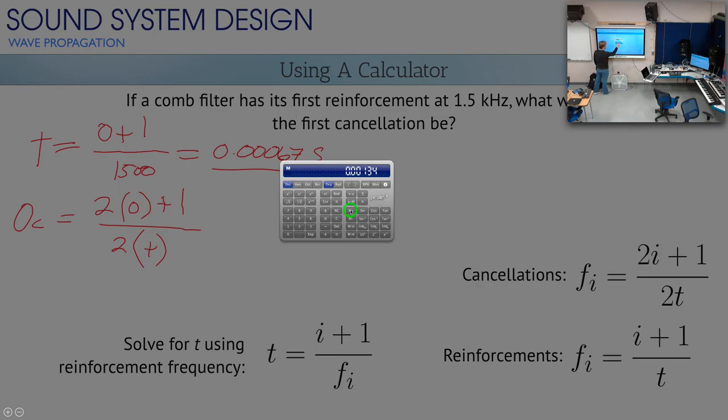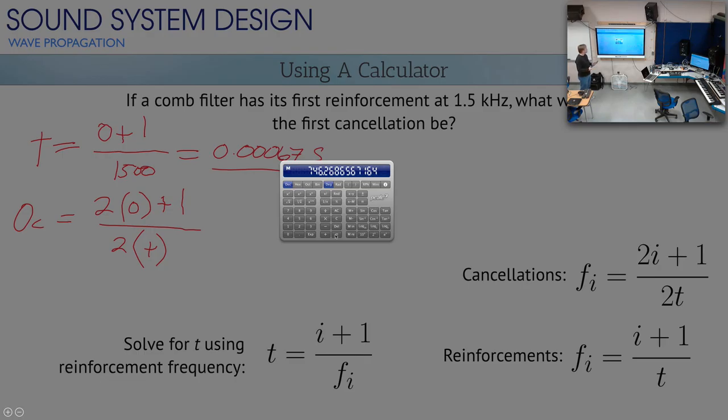So I've solved the bottom half of this. I'll just put that into my calculator's memory. I'll hit the little C button to clear that up. And now I can do 2 times 0 plus 1. So that would actually just be 1, right? 2 times 0 plus 1 is 1. We can do that in our head. So it's really just 1 divided by that value. So I say 1 divided by that number I had in memory, and I get 746.27 hertz. That's the first cancellation.